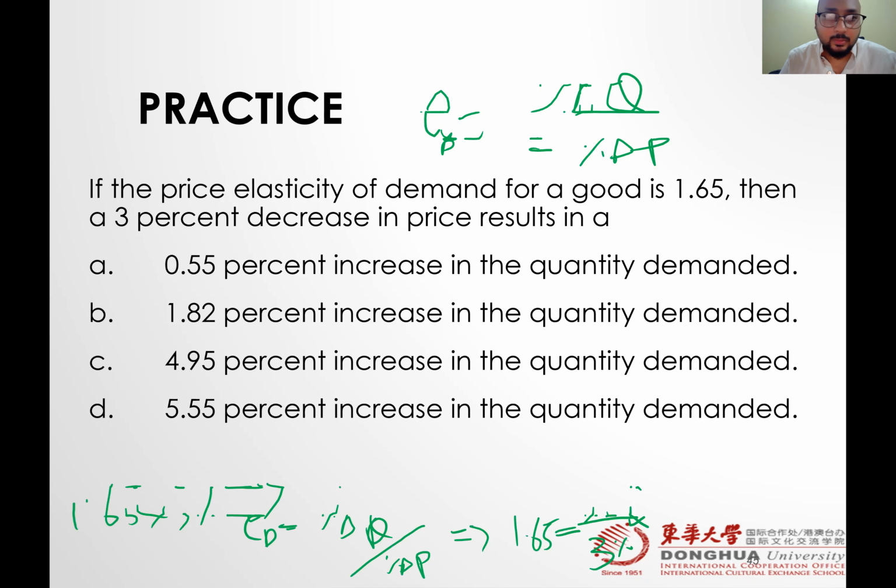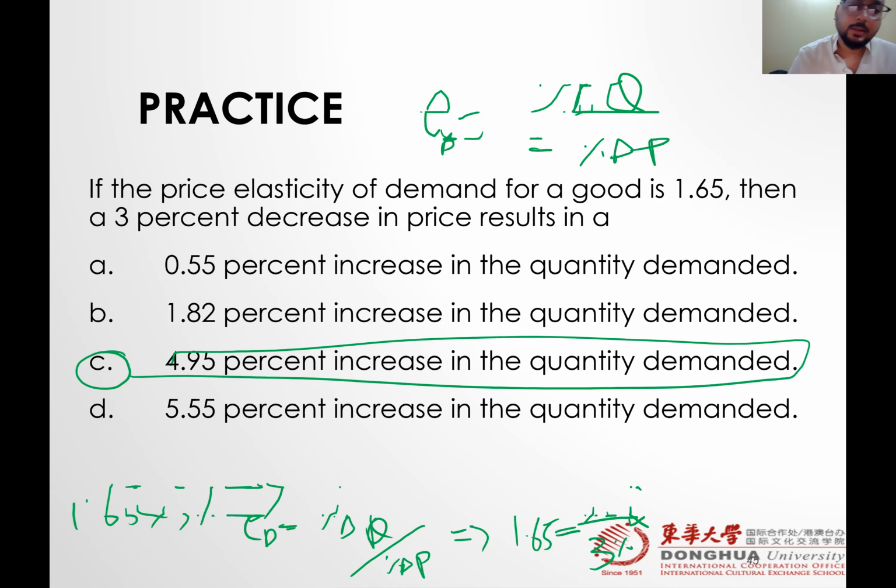1.65 multiplied by 3, answer would be 4.95. Right? Answer would be C.